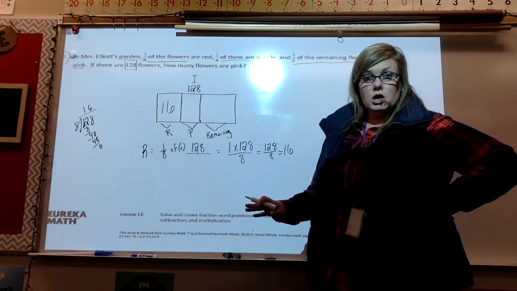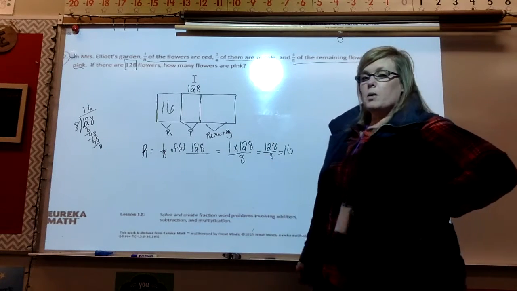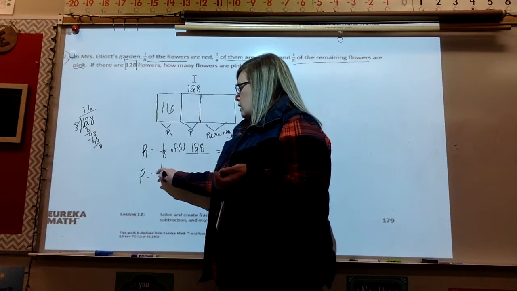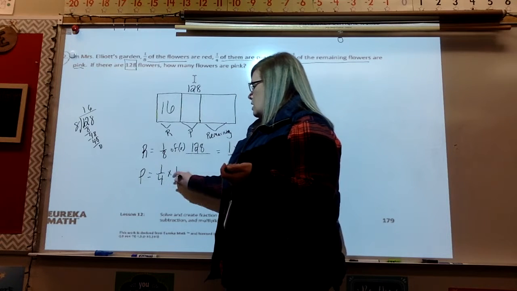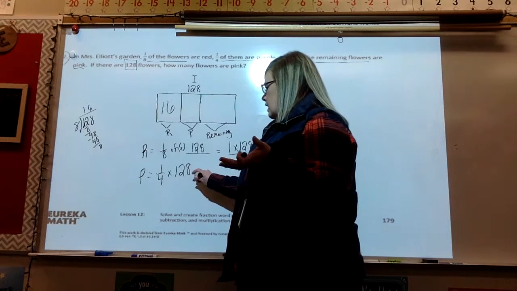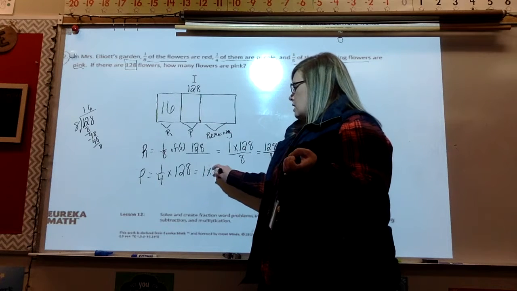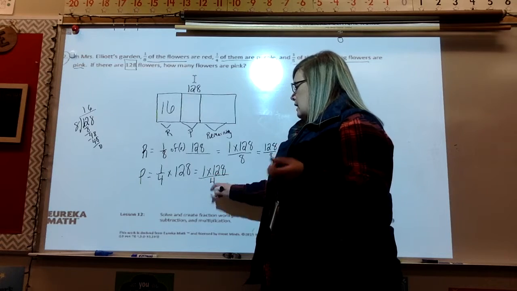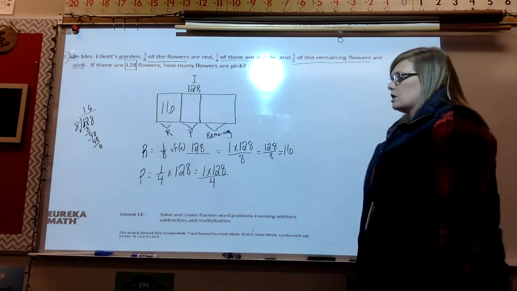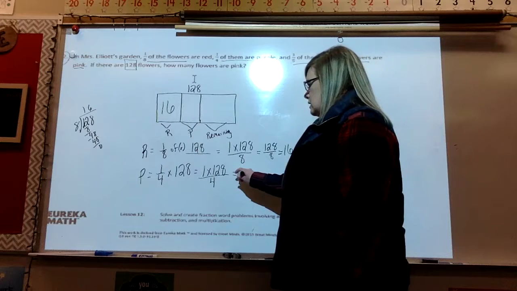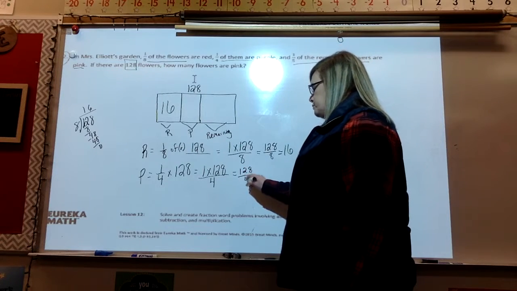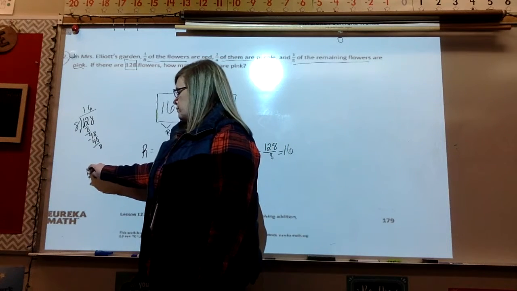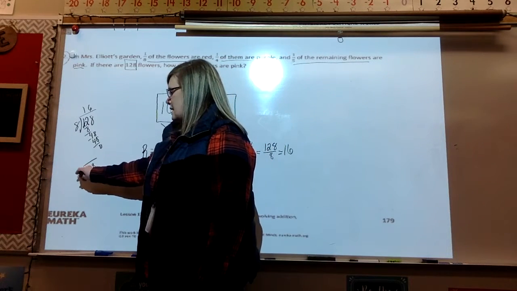The next part that I do know, it says that 1/4 of them are purple. So I'm going to do the exact same thing for the purple. I want to find 1/4 of all of the flowers. And I'm going to do that by multiplying my numerator times my whole number divided by my denominator. So now I'm going to do 128 divided by 4. So once again, I'm going to go to the side, do a division problem, which you all should be doing the exact same thing.